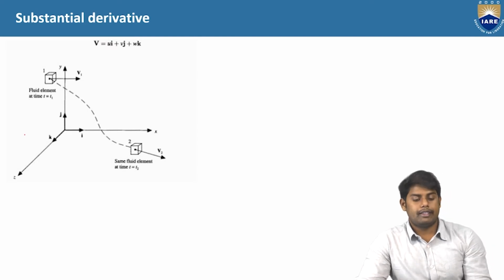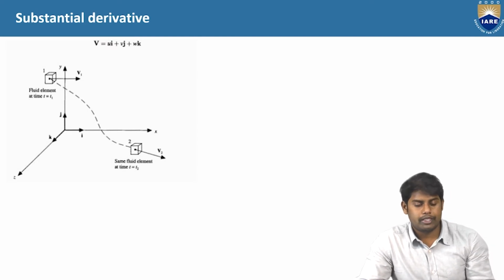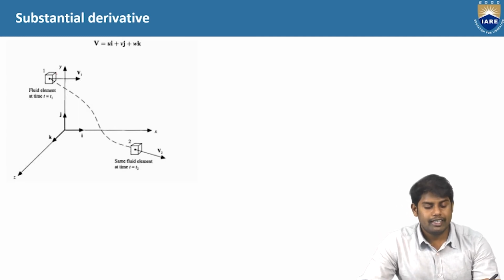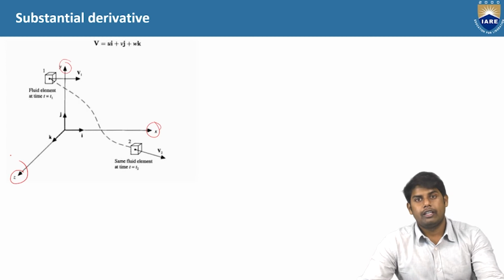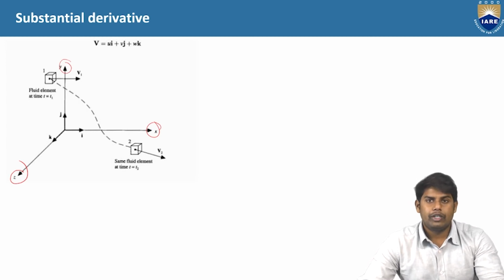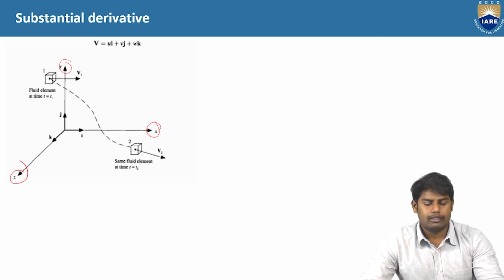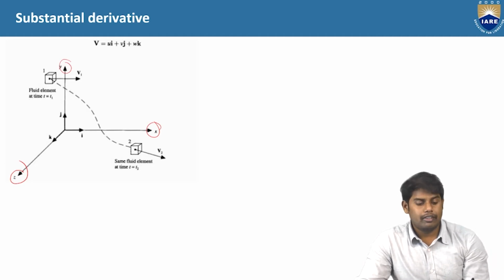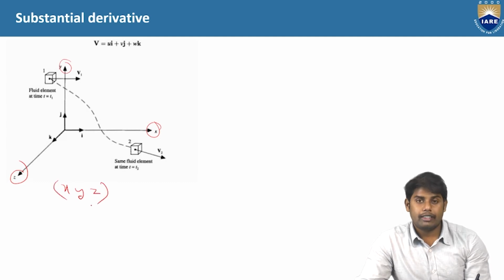So here we will discuss what the substantial derivative is. Before that, you can see it is a 3D space. You have the x-axis, the y-axis, and the z-axis. If you want to define a 3D space, you need to define it with respect to coordinate axes. The x, y, z coordinate axes are called the Cartesian coordinate system.